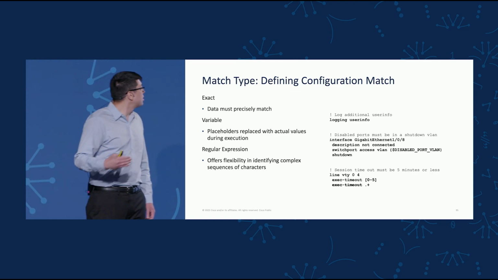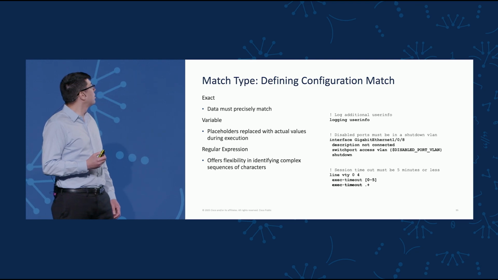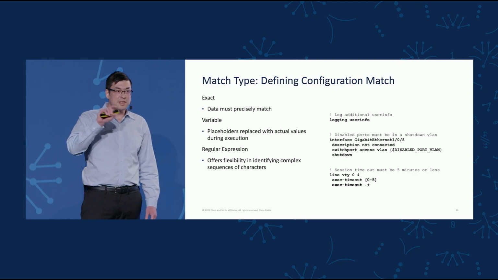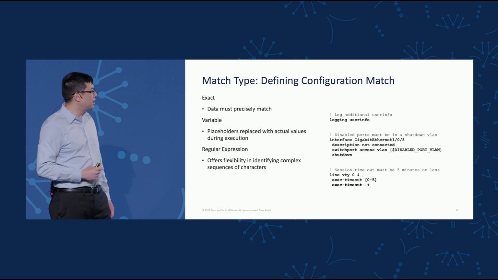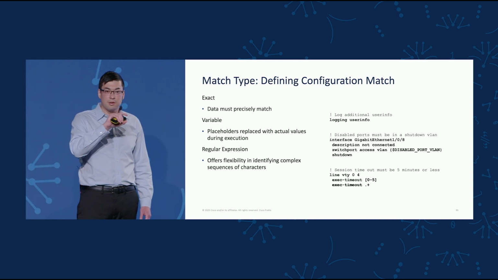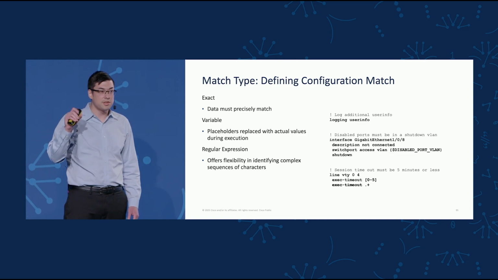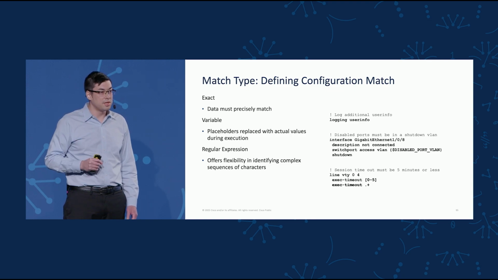All right, so match type. These are my favorite. Exact matches, the low-hanging fruit. In this case, logging user info, either the line of configuration is there or is not. And if it is there, it is an exact match.